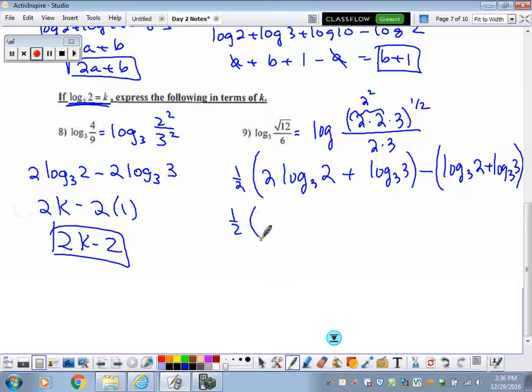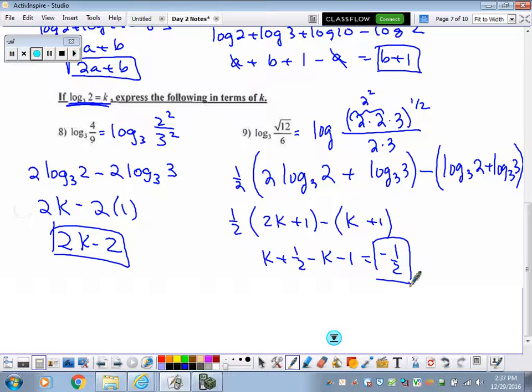Substitution first, the 2 log base 3 of 2. Log base 3 of 2 gets a k, so this is 2k plus 1 minus, inside parentheses, k plus 1. Distribute the 1/2. 1/2 of 2 is 1, so this is k plus a half minus k minus 1. K's cancel, 1/2 minus 1, negative 1/2.